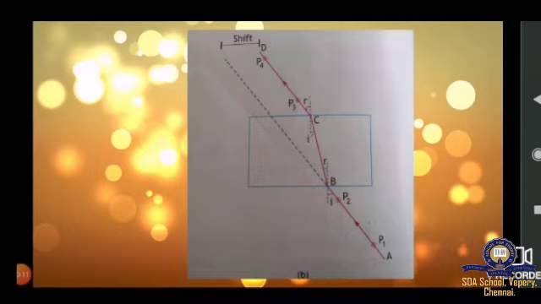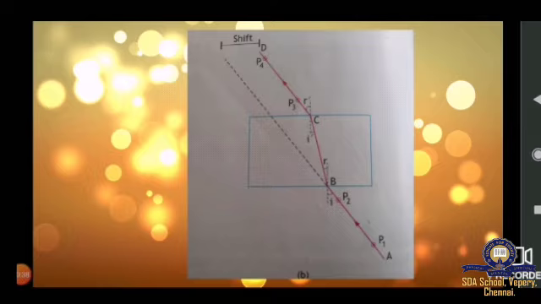Here is an example which I have taken from the book. Here the ray is passing from A and it strikes the glass slab at point B. So AB is the incident ray initially. What is the angle of incidence here? It is i. When it is striking B, there is refraction, there is bending happening. The angle of refraction at that point B is r.